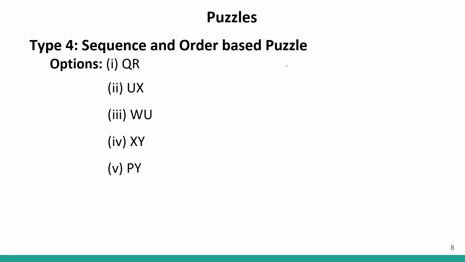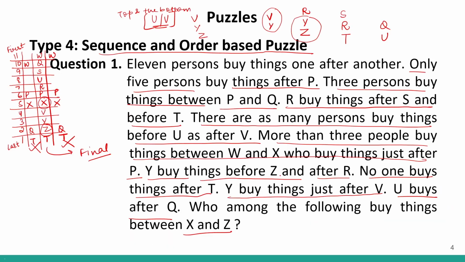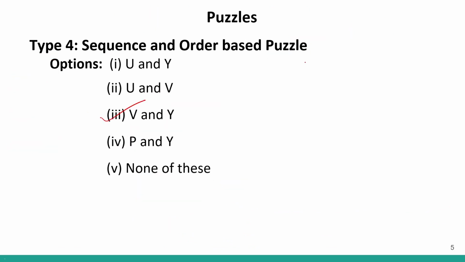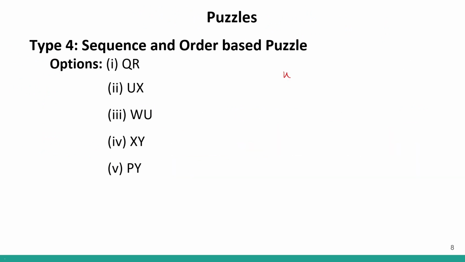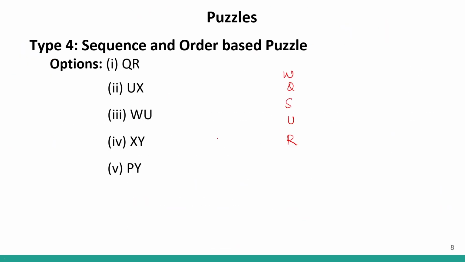Let us look at the final arrangement that we made, because this question uses the same data. We had W, Q, S, U, R, P, X, V, Y, Z and T. So 11 positions were there, correct? This was my final arrangement.